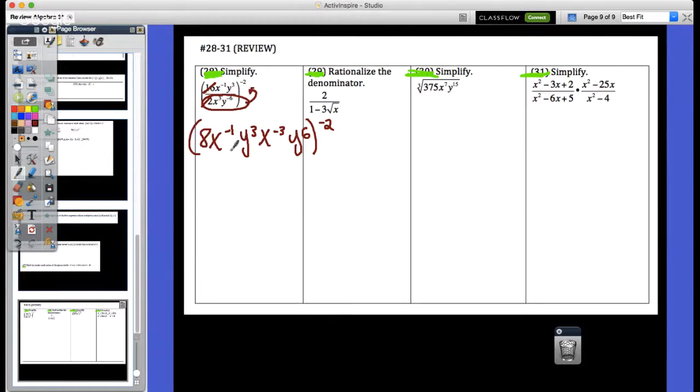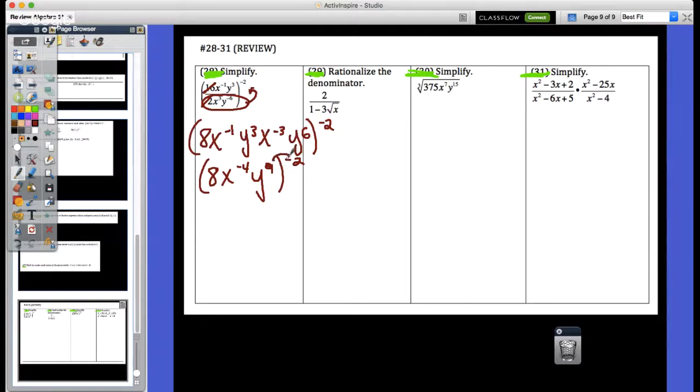Now the x's will combine, so we'll keep that 8. So we'll have 8x to the negative fourth, and y will make to the positive ninth power. Okay, so we have 8x to the negative fourth, y to the ninth, and that whole thing is going to be the negative second power. Okay, so we just simplified the inside. Now we work the outside.